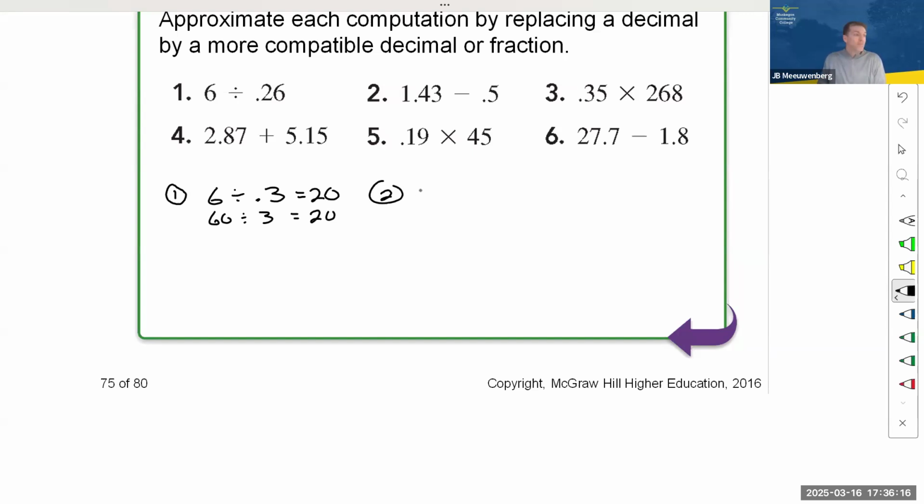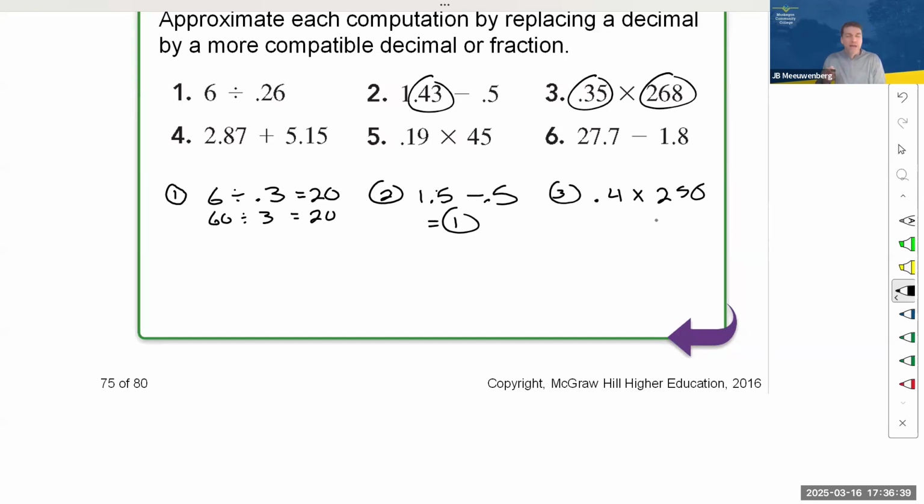For number 2, I saw 1.5 minus 0.5. I just rounded this up to 0.5, and that's going to equal 1. For number 3, what I saw there was 0.4 times 250. This is kind of close to 0.4, and this is kind of close to 250. Now, why did I do that? Because I know that 4 times 250 is 1,000. 0.4 is going to have a decimal here, which means it's going to be equal to 100.